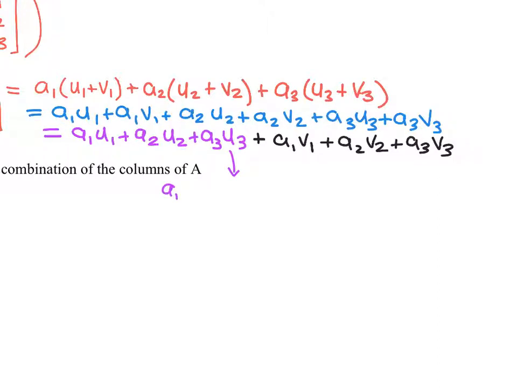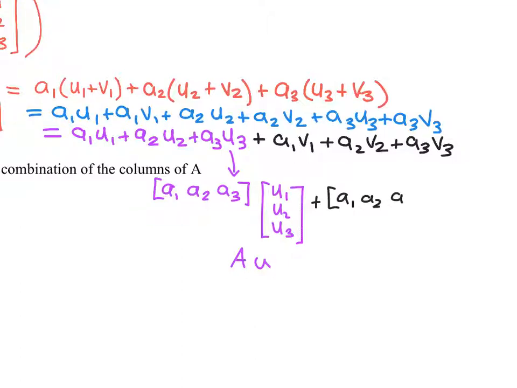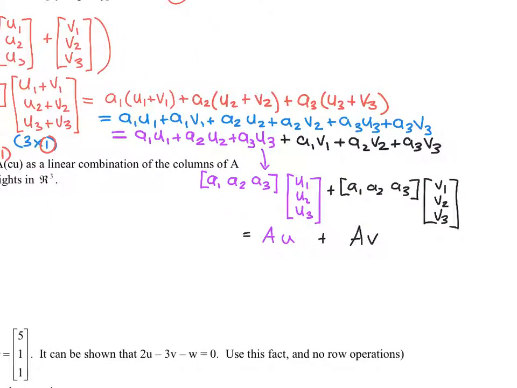So A1, A2, A3 multiplied by vector U, which is U1, U2, U3, which ultimately is the same thing as saying A U. And then A1, A2, A3 multiplied by V1, V2, V3, which is ultimately the same thing as A times V. And there's our proof. And again, easier ways, sure.